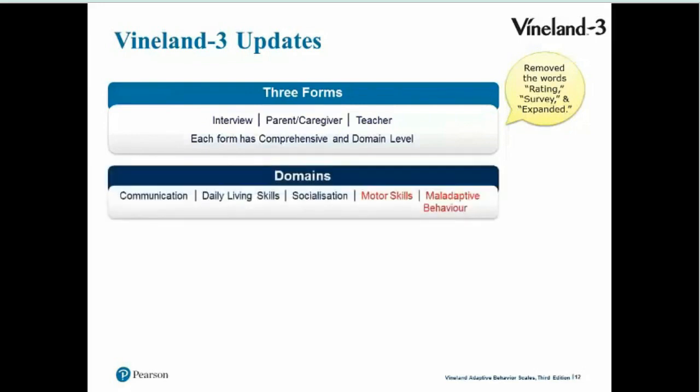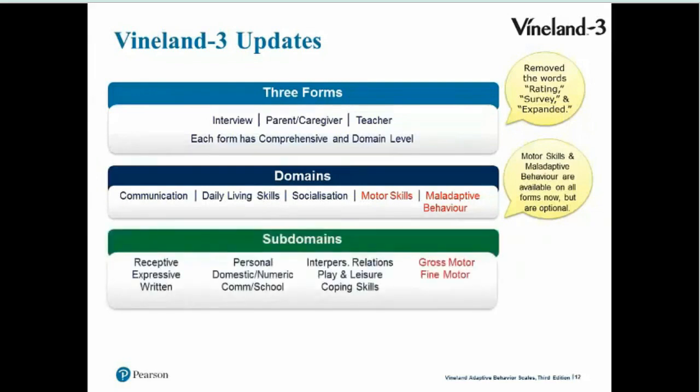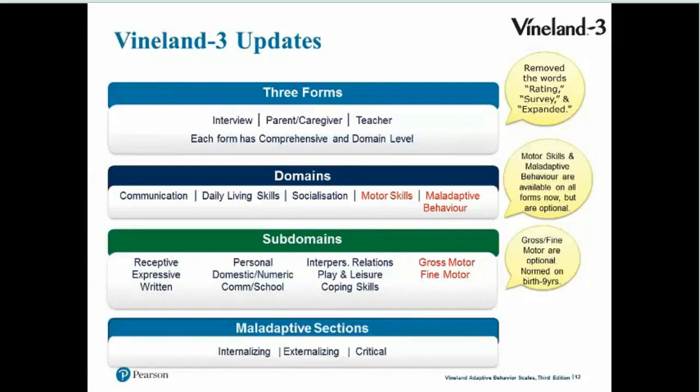We have 5 domains: communication, daily living, socialization, motor skills, and maladaptive behavior, which are now available on all forms, but are optional. The maladaptive behavior used to only be on the parent form. This is now on the teacher form as well. Those domains are broken down into subdomains. The gross and fine motor skills are optional, and they're normed from birth up to 9 years. The maladaptive sections include internalizing, externalizing, and critical, and the other section for maladaptive has been removed.